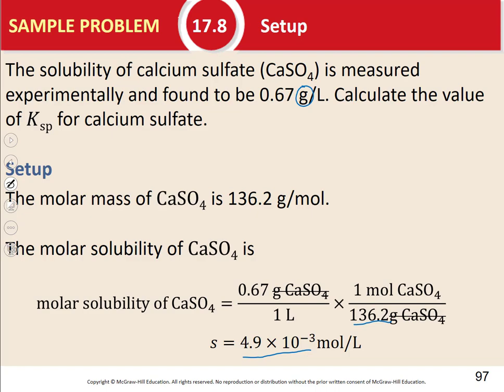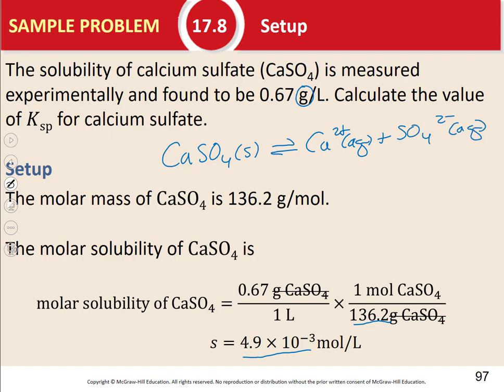Next thing we need to do is plug that S into our equilibrium expression. So calcium sulfate, when it dissociates, we get calcium ions and sulfate ions in a 1-to-1, like that. So if I write the equilibrium expression for this, it would be the calcium ions times the sulfate ions, 1-to-1, so we don't have to worry about any powers.